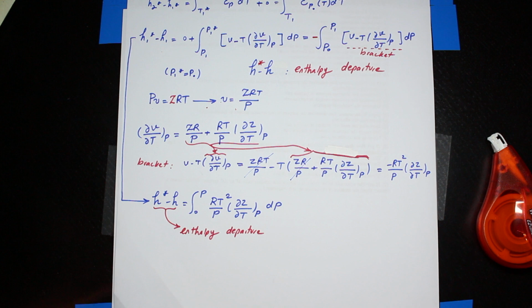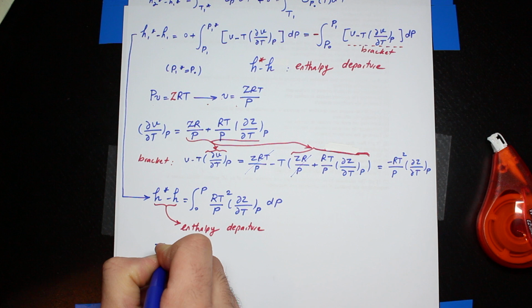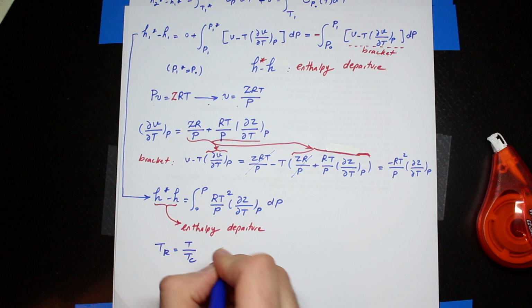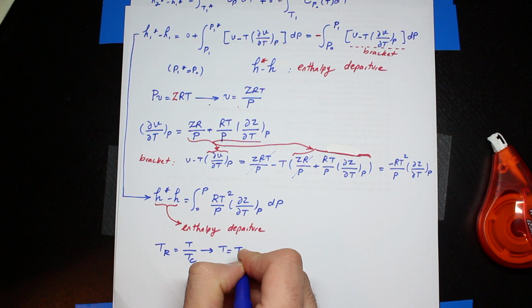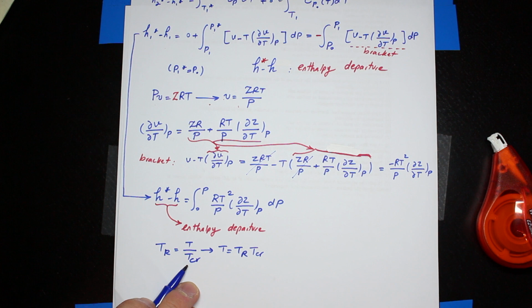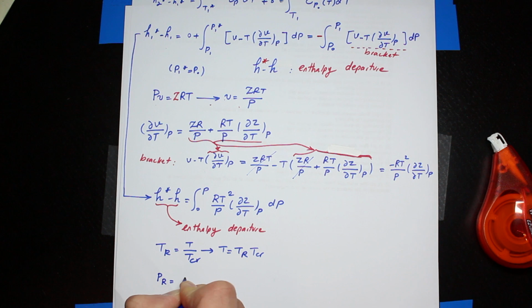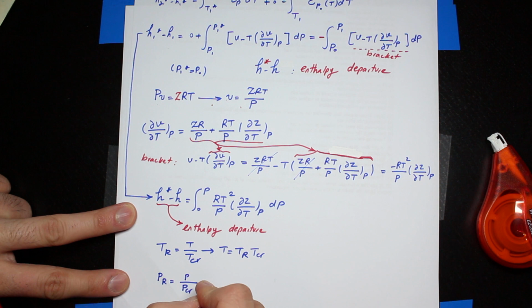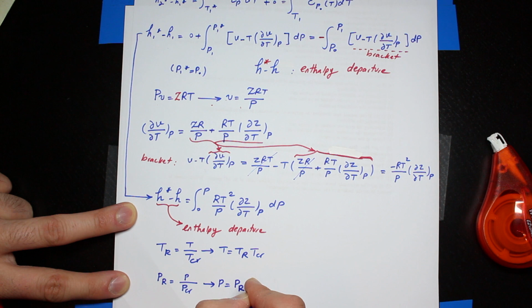So also, previously we learned that TR, or the reduced temperature, is temperature over the critical temperature, right? So that means I can write this temperature based on the reduced temperature multiplied by T critical, the critical temperature. Likewise, the reduced pressure, PR, was pressure divided by the critical pressure. So that means I can write pressure based on the reduced pressure multiplied by the critical pressure.